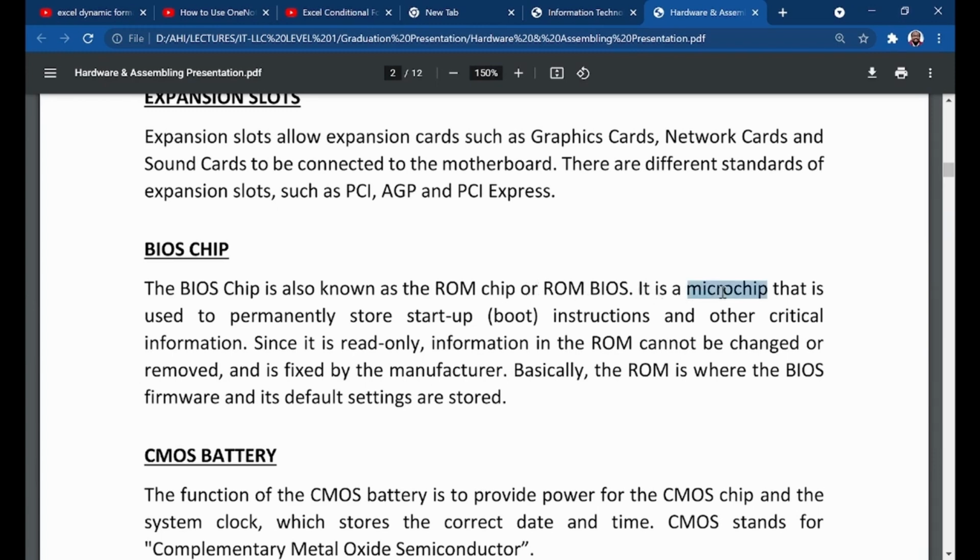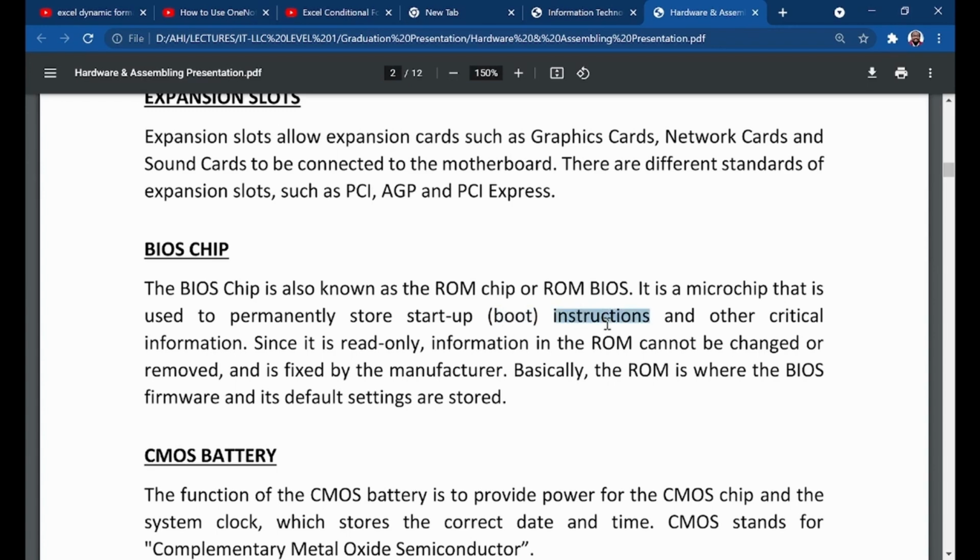It is a microchip. I didn't say chips. Have you eaten chips before? I'm not talking about chips that you can eat. It is a microchip that is used to permanently, did you hear permanently? Yes. Good. This is a keyword. Permanently store startup instructions, or what we call boot instructions or booting instructions.